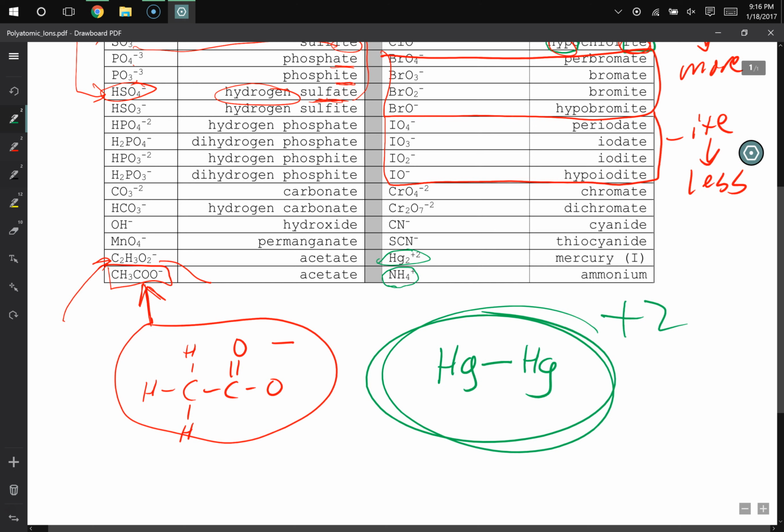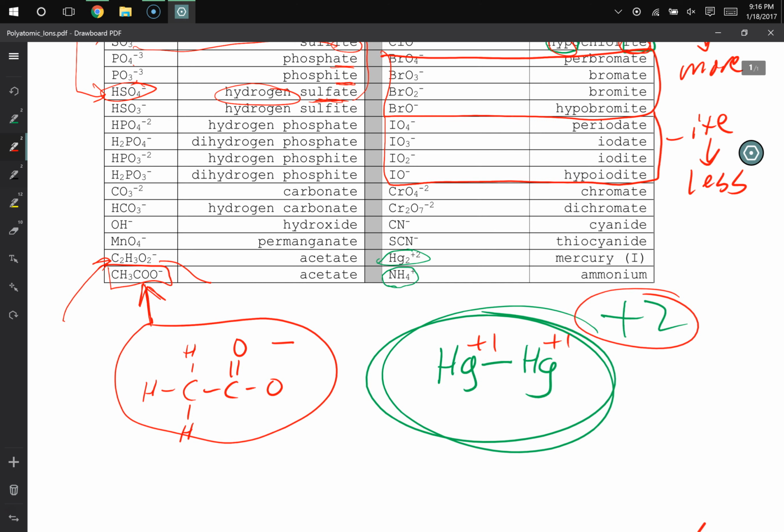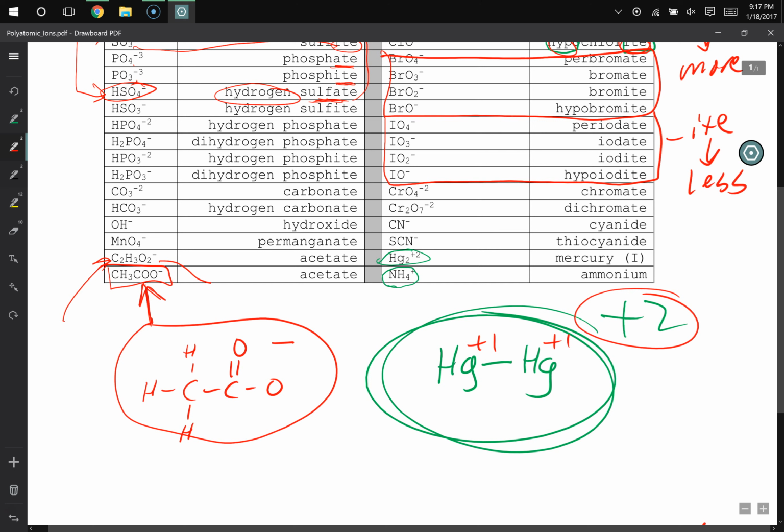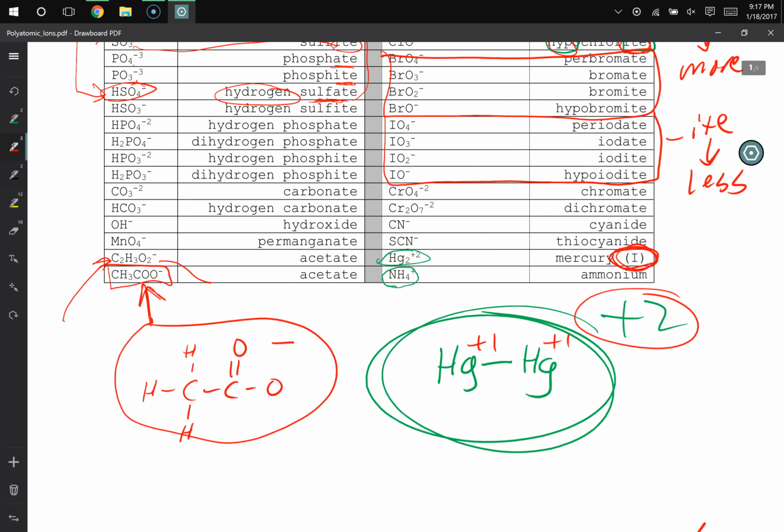So what that ends up doing is each one of these mercuries has a +1 charge. So together they've got a +2 charge, but they're connected to each other. So that's why we get the +2 charge. But since each one of the mercuries only has a +1 charge, we're going to say that it's mercury 1. It's very weird, but we'll talk about it more later.